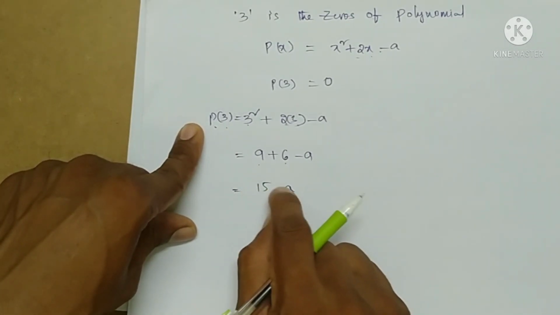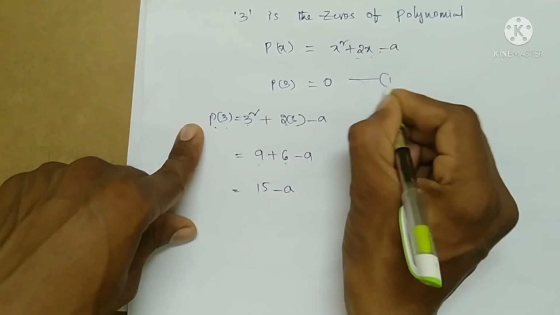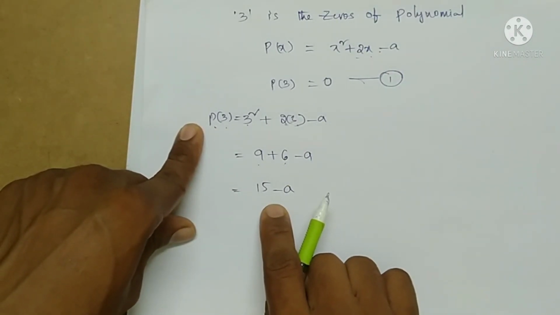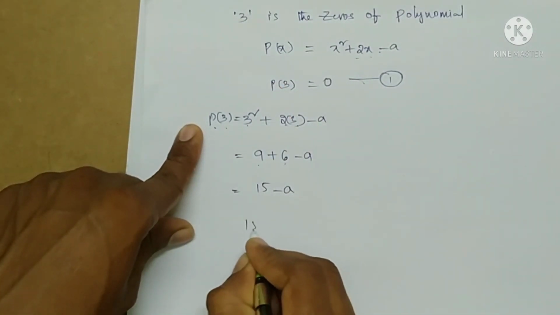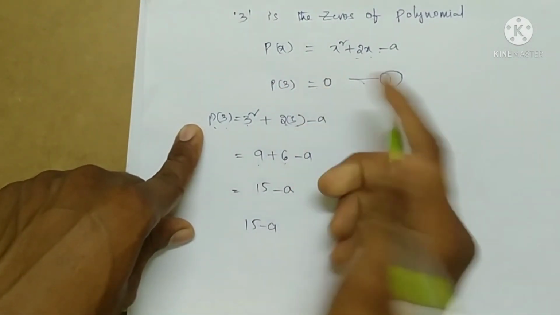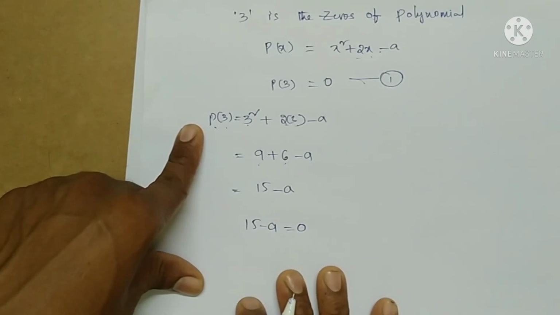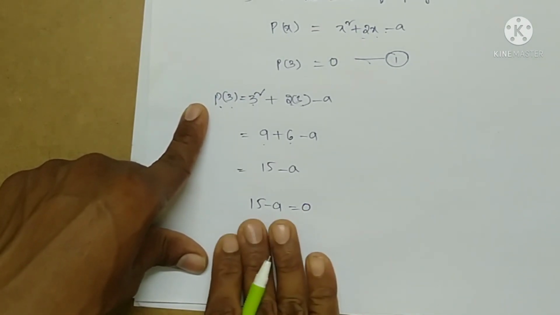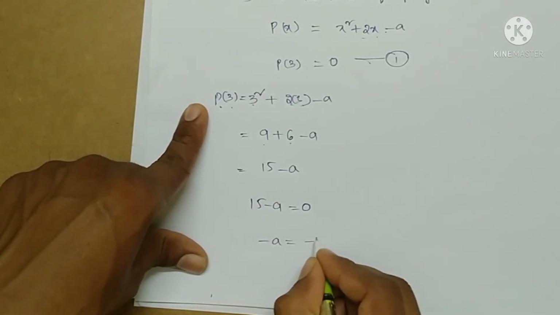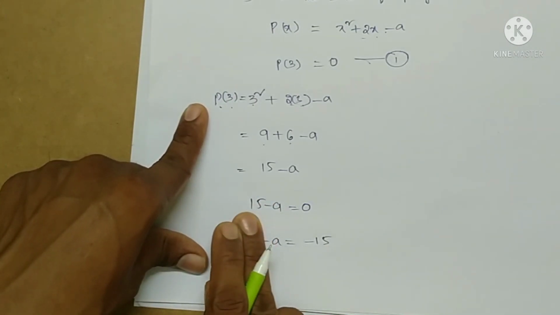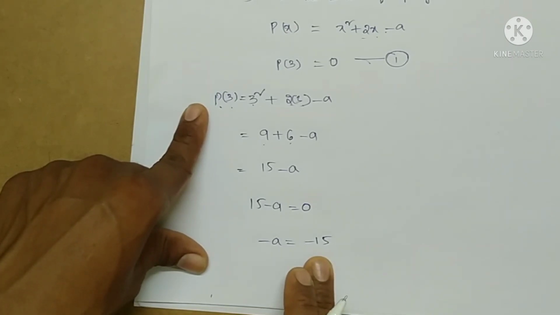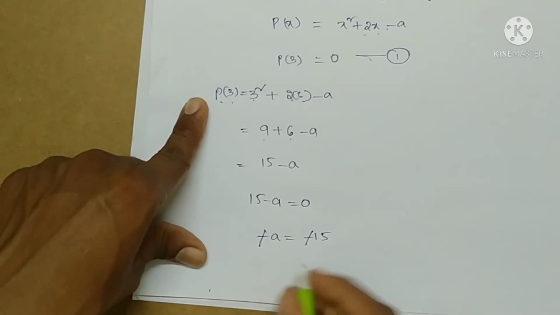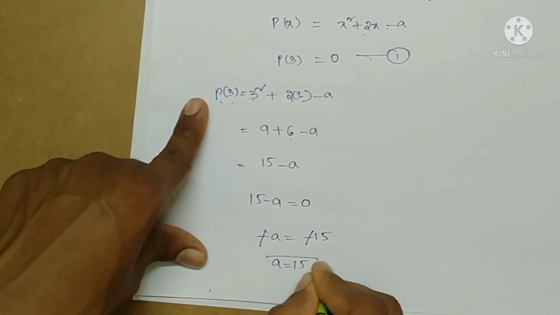Substitute this result in our equation 1. p of 3 is equal to 15 minus a, so 15 minus a is equal to 0. So minus a is equal to minus 15. Here the minus signs cancel. a is equal to 15 is the final result.